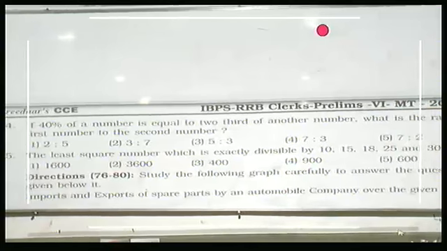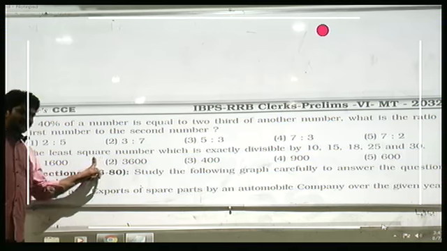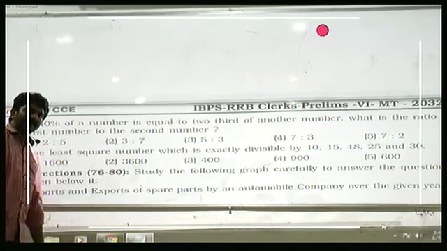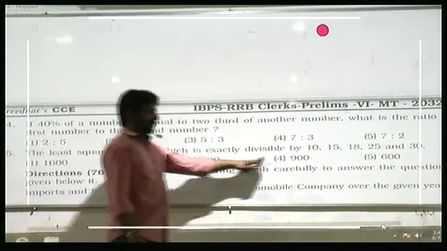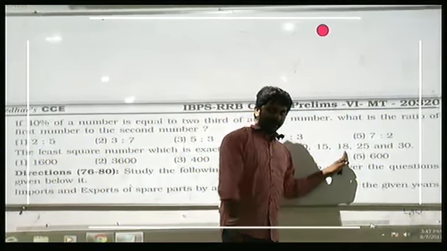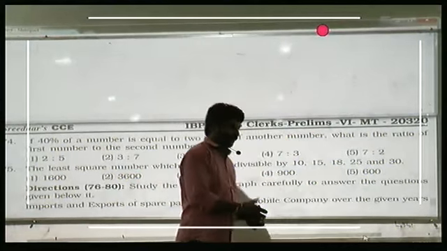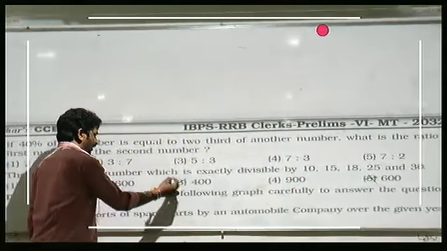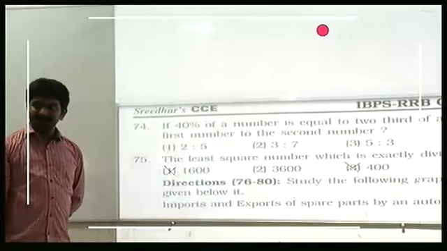The least square which is exactly divisible by 10, 15, 18, 25, 30. Least square. Answer should be a perfect square. Is your fifth option a perfect square? That cannot be your answer. And it should be exactly divisible by 10, 15, 18, 25, 30. It has to be a multiple of 18, which is a multiple of 9. Answer should be a multiple of 9. Yes or no? So fifth option is already eliminated. This is a multiple of 9. This is not a multiple of 9. That cannot be your answer.